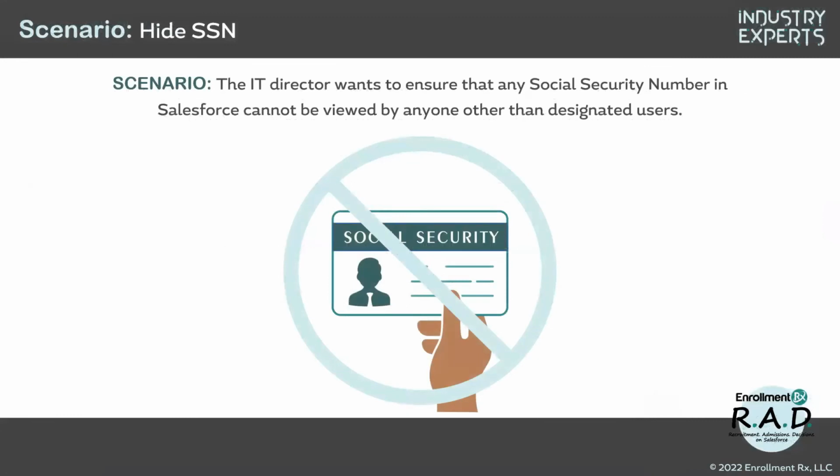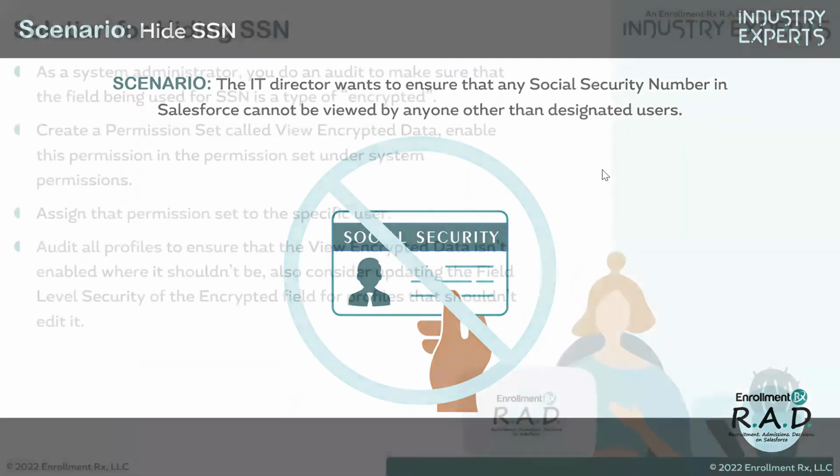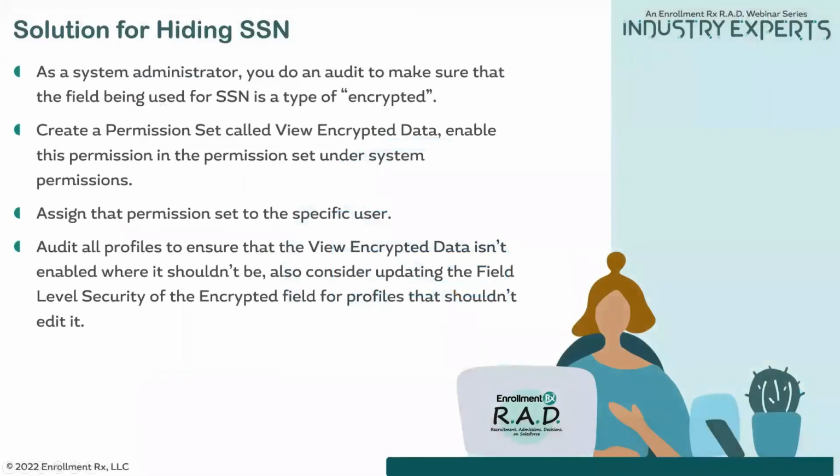So we're going to talk about a scenario here that comes up pretty common. So the IT director wants to ensure that any Social Security number in Salesforce cannot be viewed by anyone other than users that are designated to be able to see it. And so I'm going to talk through the solution here, and then I'm going to show it a little bit as well. So the first step you would do, as a system administrator, is an audit to make sure that the field being used for SSN is of the type encrypted. So it's actually a field type.